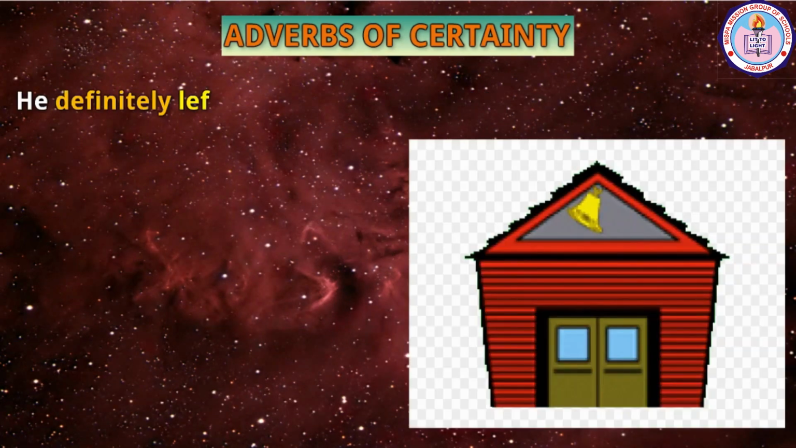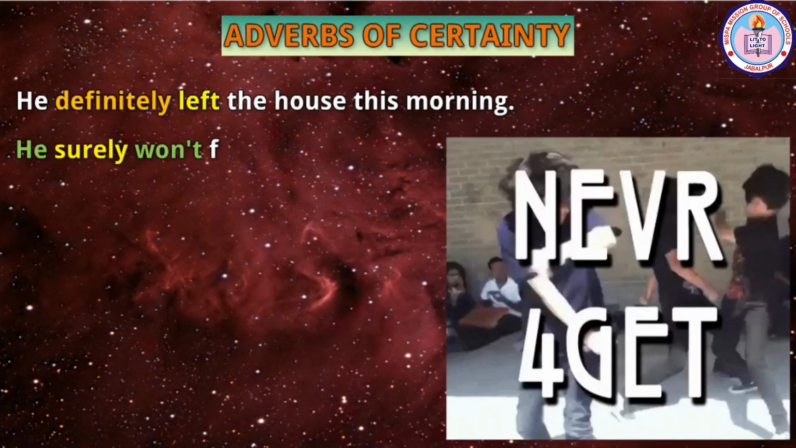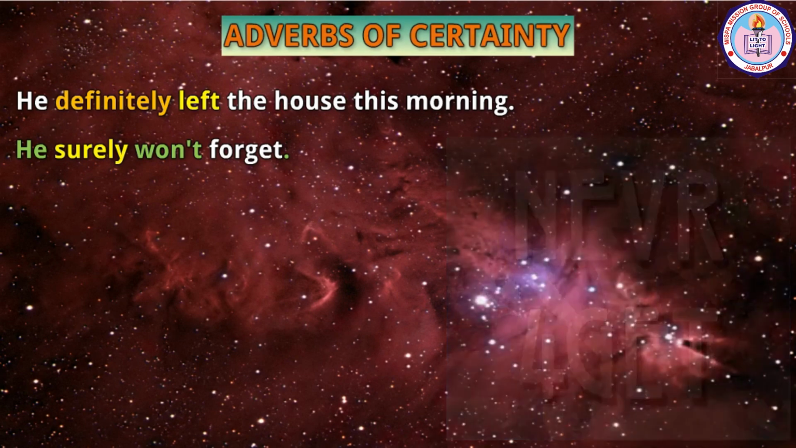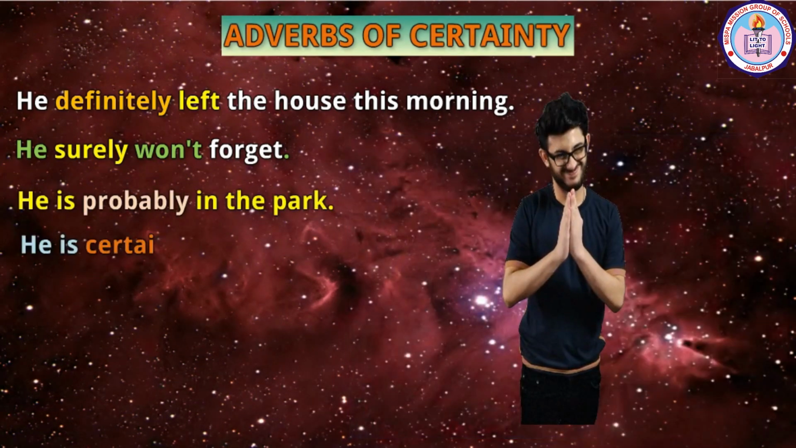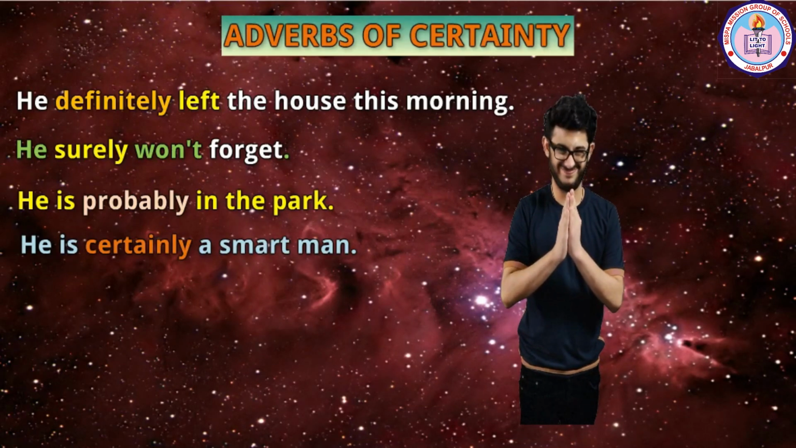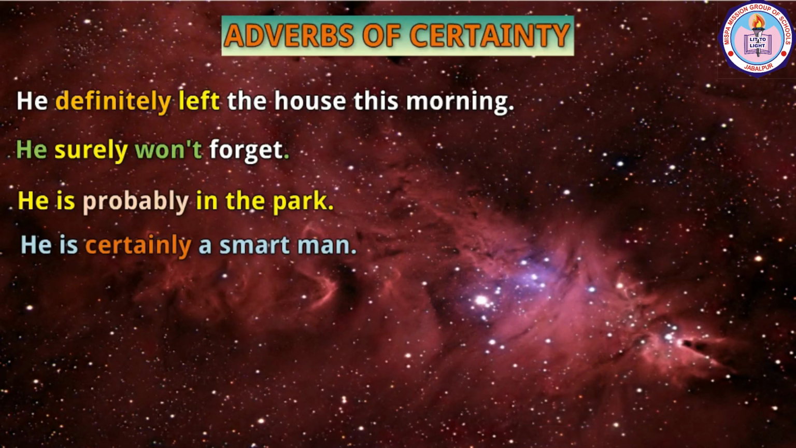He definitely left the house this morning. He surely won't forget. He is probably in the park. He is certainly a smart man. Here, in the first two sentences, the adverbs definitely and surely are before the main verbs left and forget. In the third and fourth sentences, probably and certainly are the adverbs that go after be forms is.